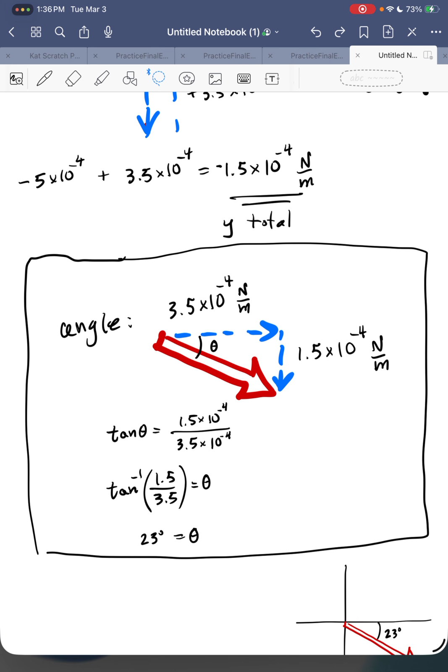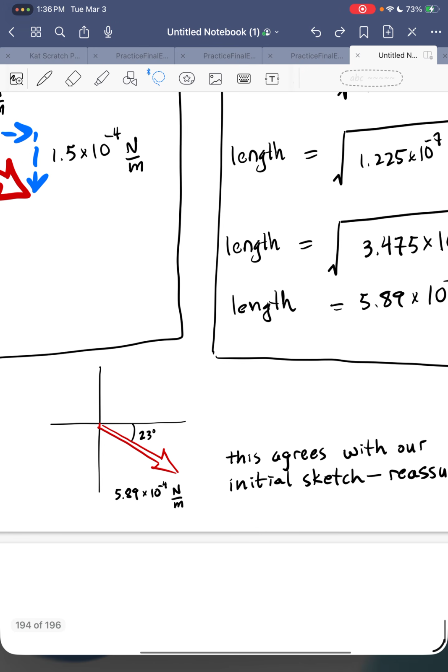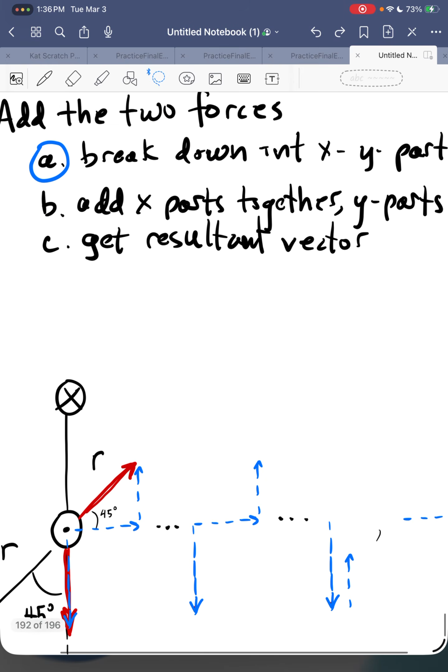And in order to work this, what I do is instead of taking the tangent of an angle, I take the arctangent of a ratio. So I put 1.5 times 10 to the minus fourth over 3.5 times 10 to the minus fourth. I basically do that, the arctangent of that, and I get the angle theta. I get 23 degrees. So now the resultant vector looks like this. It's got an angle of 23 degrees, and it's got a length of 5.89 times 10 to the minus fourth newtons per meter.